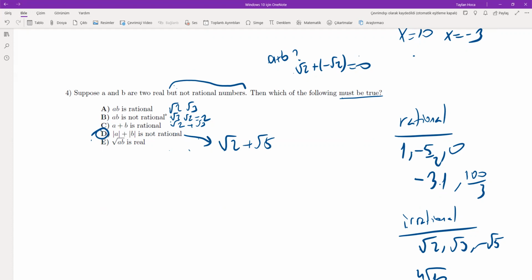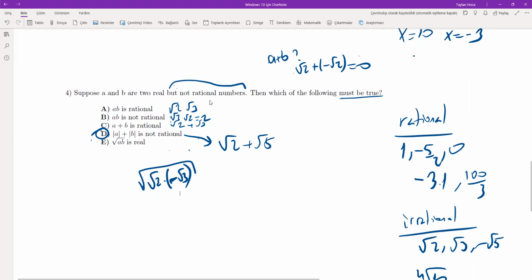Square root of A times B is real. No, because it could be square root of 2 and, let's say, negative square root of 3. So since I have square root of a negative number, then it can be not real as well. So the correct answer is D. But as I said, this question is a bit more difficult than the usual. And please tell me if you didn't understand anything. If not, I'm going to proceed.